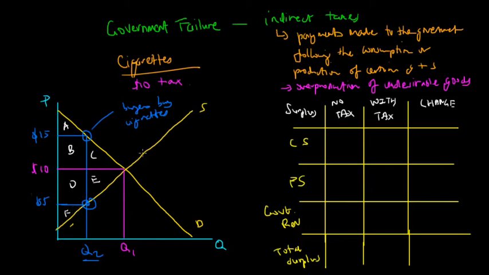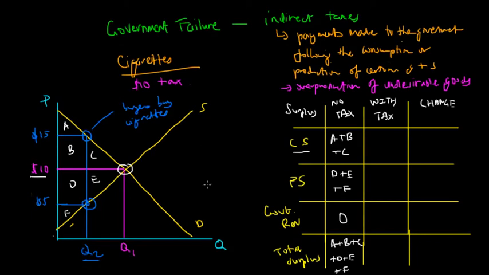Before we introduced an indirect tax on cigarettes, the consumer surplus, or CS, is A plus B plus C, and the producer surplus is D plus E plus F. The government revenue is 0 because they haven't charged any taxes. So the total surplus is A plus B plus C plus D plus E plus F. At this point, a lot of people in the economy are happy and the market has reached an equilibrium at Q1 and $10.